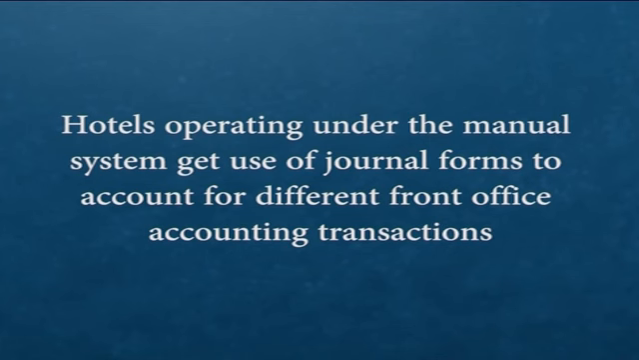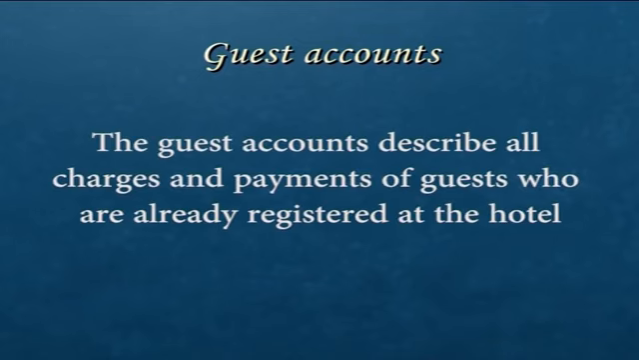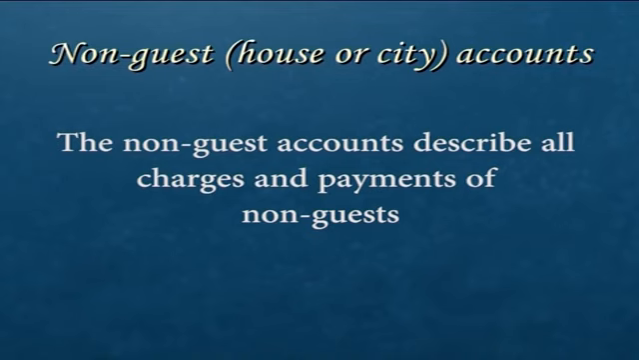Hotels operating under the manual system make use of journal forms to account for different front office accounting transactions. As far as front office accounting is concerned, there are two major types of accounts widely used, namely guest accounts, which describe all charges and payments of guests who are already registered at the hotel, and non-guest, that is house or city accounts. The non-guest accounts describe all charges and payments of non-guests.